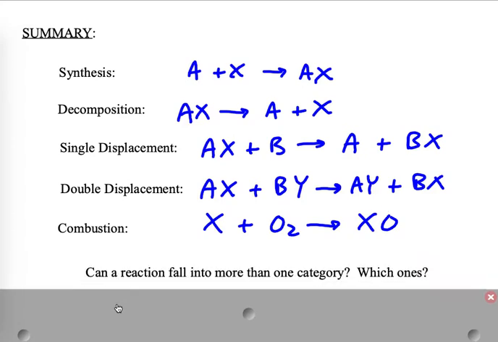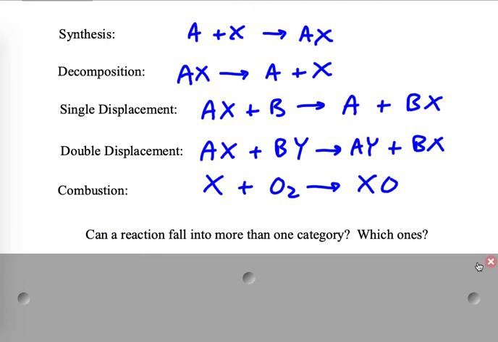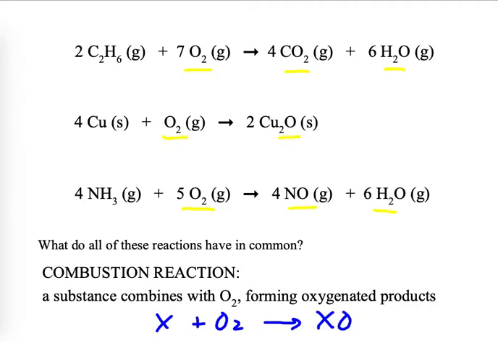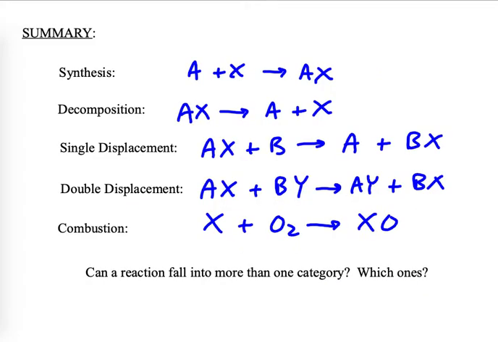So here's an interesting question. Could a reaction fall into more than one category? If so, what are those categories? Well, if you glance back, let's go back a couple of slides, and here in my second example, I see what is clearly a combustion reaction by our definition, but it also involves two elements combining to form a single product. What category does that also belong to? You're right, it's a synthesis reaction.